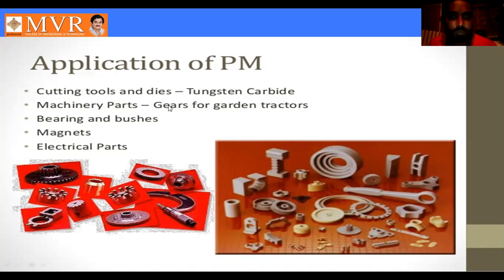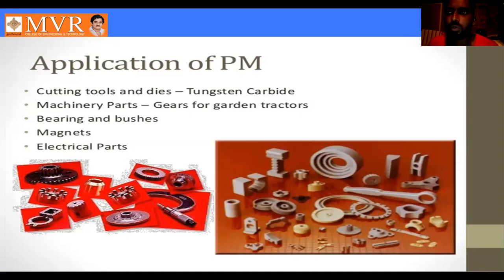Cutting tools and dies, tungsten carbide. Machinery parts, such as gears for garden tractors, are one application of powder metallurgy. Bearings and bushes are also made by using powder metallurgy. Magnets are also manufactured using powder metallurgy. Electrical parts are also made by using these methods. So these are the applications of powder metallurgy.